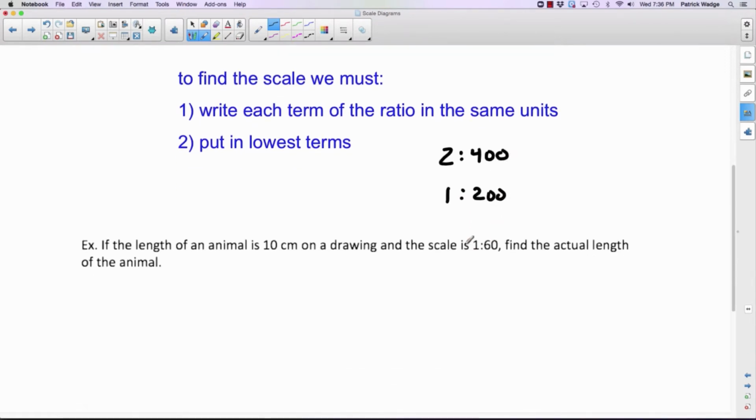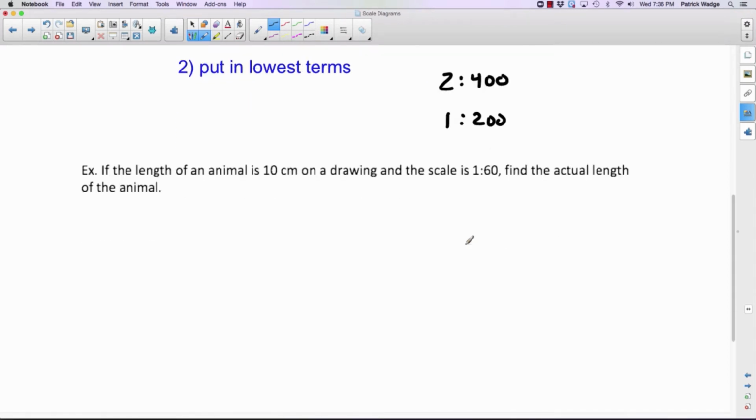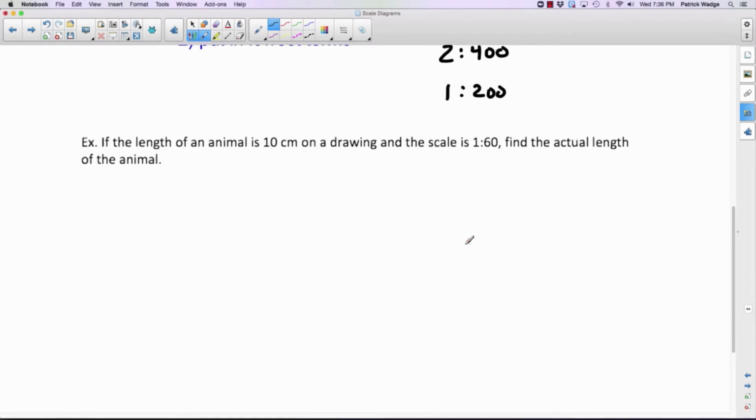These questions are very similar to the ones that are in your book. So if you understand these, your homework assignment will be fine. It says, if the length of an animal is 10 centimeters on a drawing and the scale is 1 to 60, find the actual length of the animal.